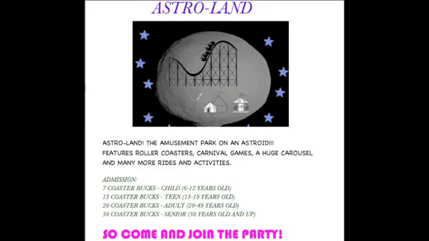Astroland, the amusement park on an asteroid, features roller coasters, carnival games, a huge carousel, and many more rides and activities. Admission: child, 6 to 12 years old, 7 coaster bucks. Teen, 13 to 19 years old, 13 coaster bucks. Adult, 20 to 49 years old, 20 coaster bucks. Senior, 50 years old and up, 30 coaster bucks. So come and join the party.